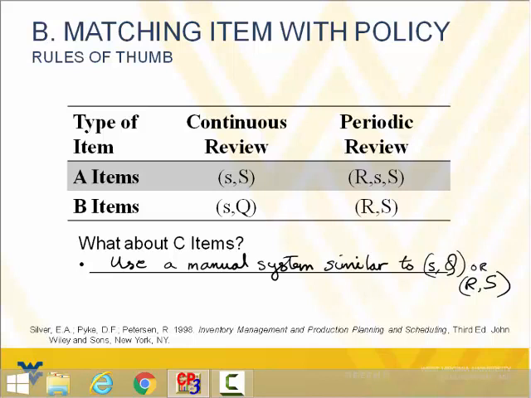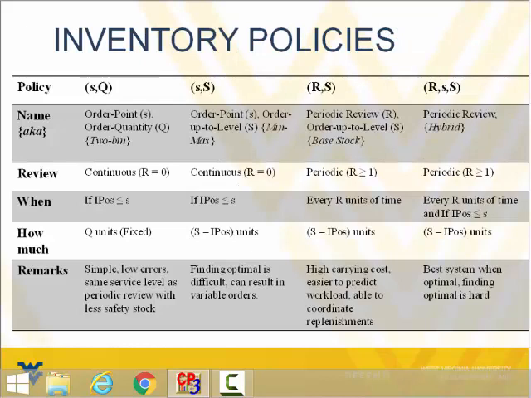Either the small s, big S system or the R, big S system. So what are these systems that we are talking about? For each of these systems, I've broken it down into their name, what they're also known as, whether they have a review period or not, what the review period is, when you place an order, how much you place an order, and some additional remarks.